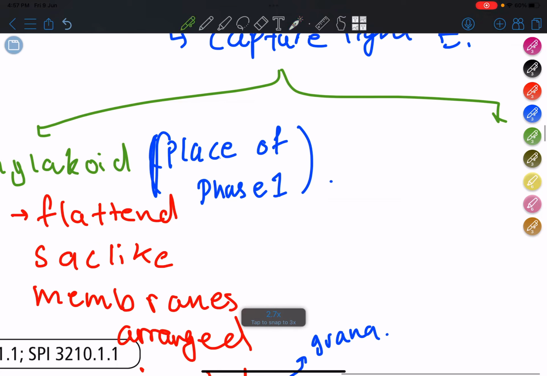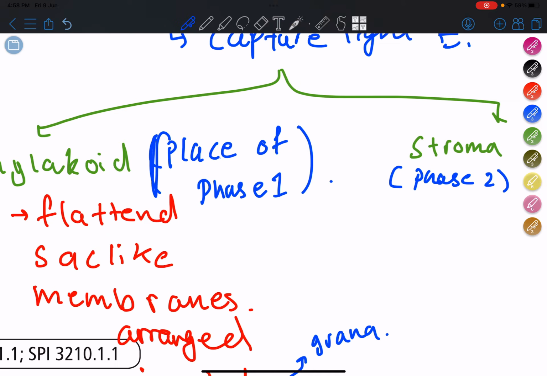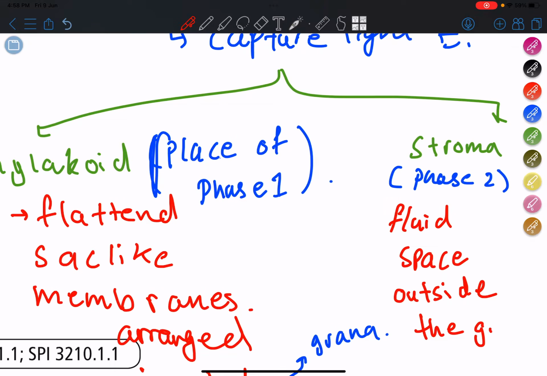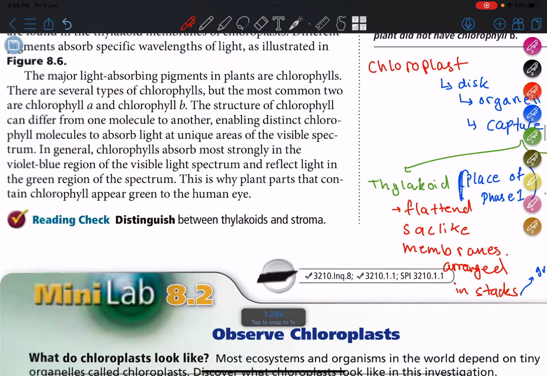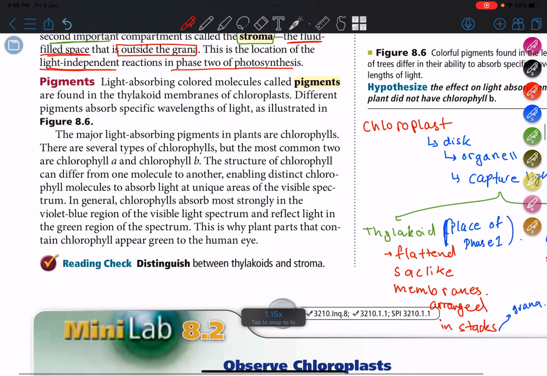So let's just continue our little note map here. We said the second most important component is the stroma. And the stroma is the place for phase 2, right? And it is a fluid-filled space outside the grana. Okay? All right. And that is it for the chloroplast.